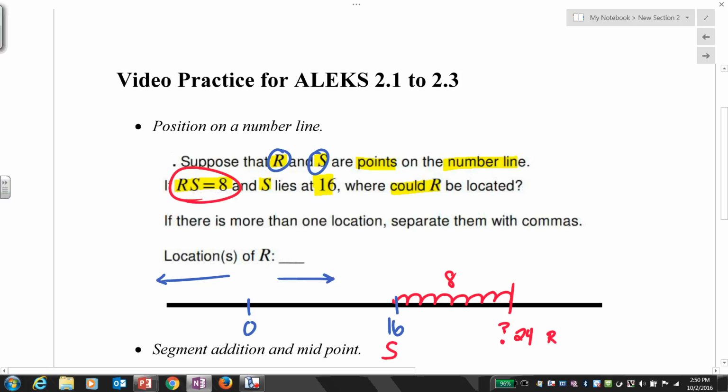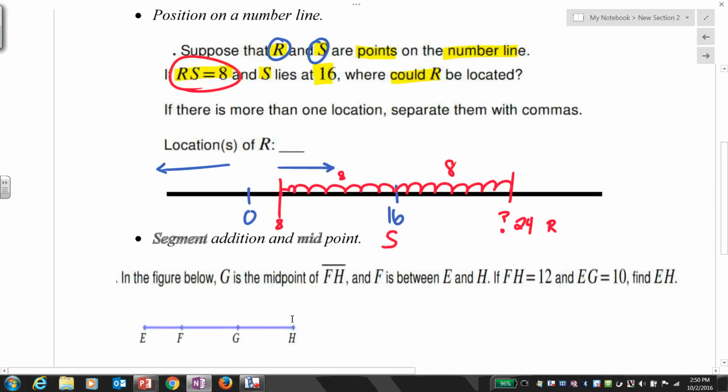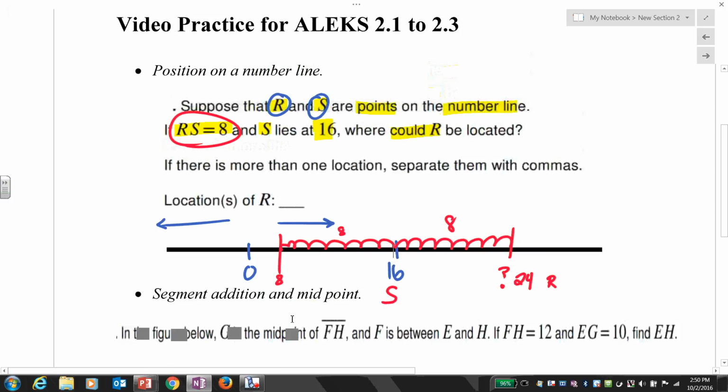Or I could go this way. 1, 2, 3, 4, 5, 6, 7, 8. And that position would be positive 8 for R. So technically, R could have 2 positions. That's why you're told to separate them with a comma. The position of R could be at 8, or it could be at 24.